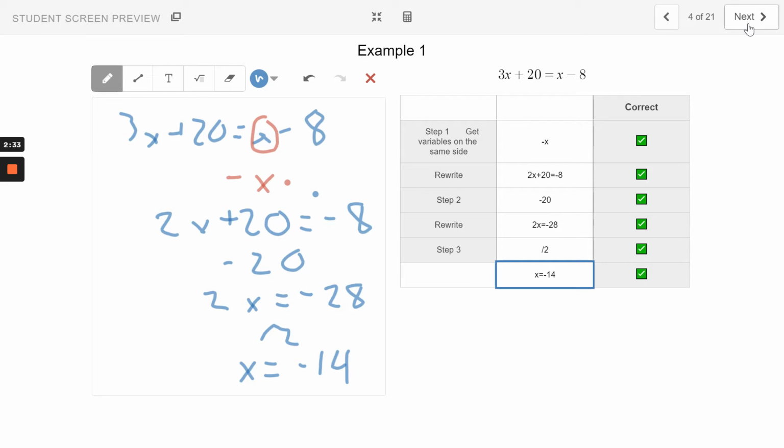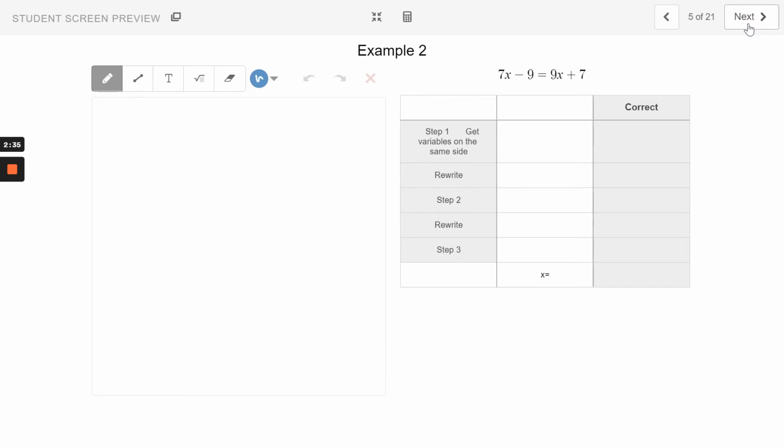Let's look at another example. So in this example, we have 7x minus 9 equals 9x plus 7. Again, we want to look which side has more variables to start with. Well, this side has 9, so we're going to keep them on the right side.